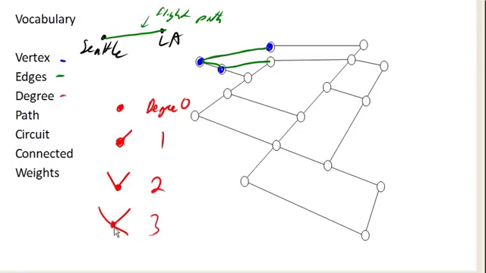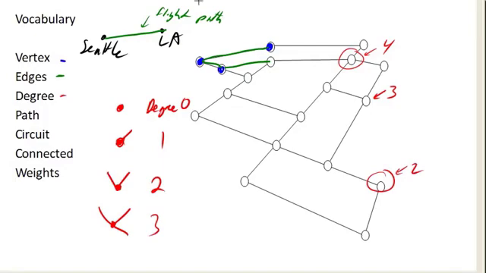So what's the degree of this vertex? There are 1, 2, 3 edges meeting at that vertex, so it's degree 3. How about this one? There are 1, 2, 3, 4 edges meeting at that vertex, so it's degree 4. This one is degree 2.